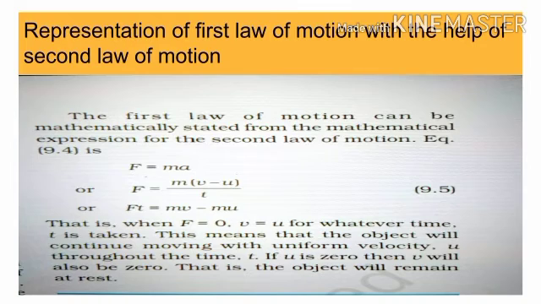Representation of the first law of motion with the help of the second law of motion. The first law of motion can be mathematically stated from the mathematical equation for the second law of motion, that is F is equal to ma, or F is equal to m in bracket (v minus u) upon t, or Ft is equal to mv minus mu. That is, when F is equal to 0, v is equal to u for whatever time t is taken. This means that the object will continue moving with the uniform velocity u throughout the time t, and if u is 0, then v will also be 0, that is, the object will remain at rest.